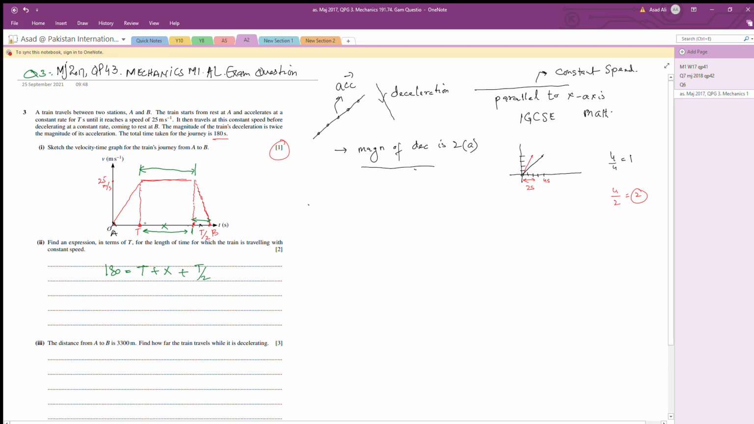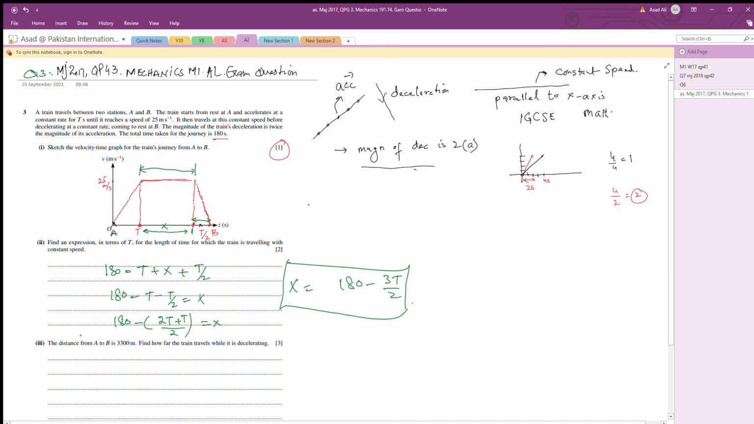This is t seconds, these are x seconds, and this time is t over 2. Now what is the time taken from this point till this point? So it's 180 minus the t plus t over 2, which is the time taken for this much traveling, where the speed is constant. So it's 180 minus (t plus t over 2), which is x. So it means x is 180 minus 3t over 2. That's the result for part 2.